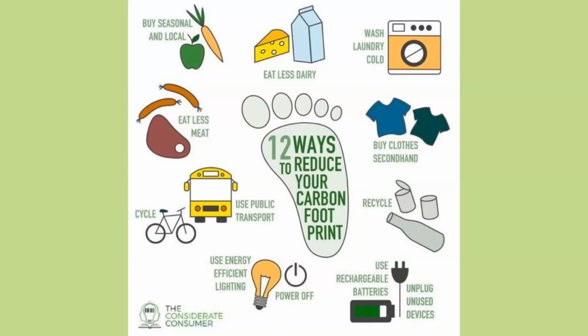And the second is eat less dairy, and the third is wash laundry cold. Fourth, eat less meat. Fifth, buy clothes second hand. And next is cycle, use public transport, recycle, use energy efficient lighting, power off. And lastly, use rechargeable batteries and unplug unused devices.